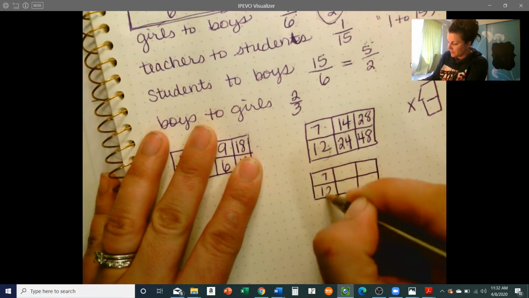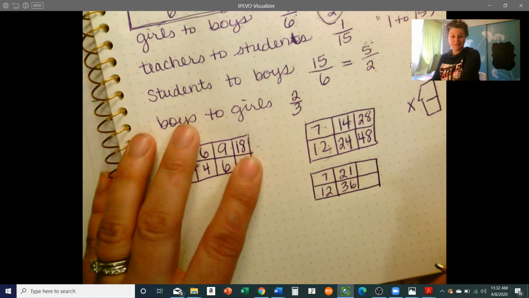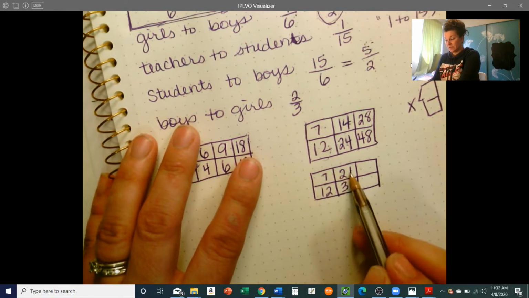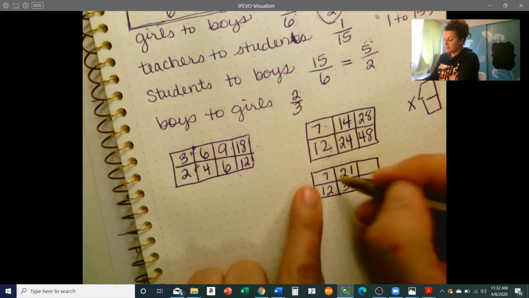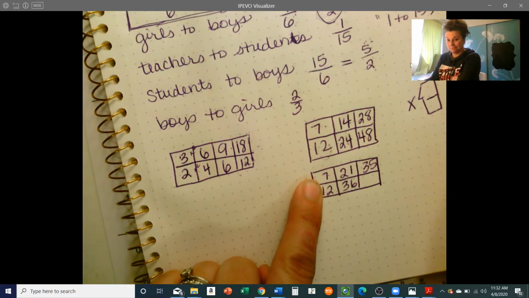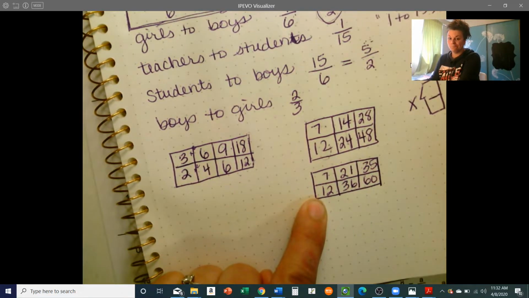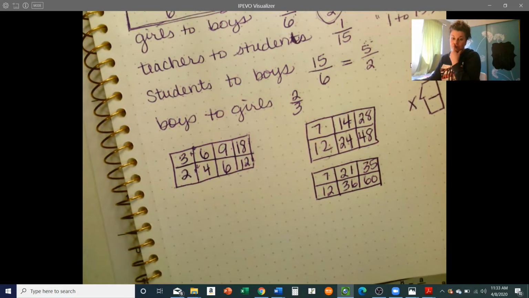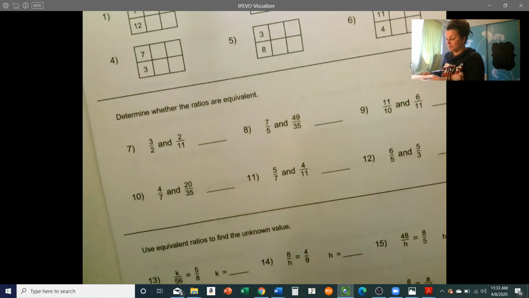So I could have 7 and 12, and then this could be 21 over 36. If I do 7 times 3 is 21, and 12 times 3 is 36. I could do 7 times 5 is 35, and 12 times 5 is 60. So those are all equivalent. And all you do is multiply the number on top and the number on the bottom by the same thing. Remember, that fancy 1. So that's how you do that section.